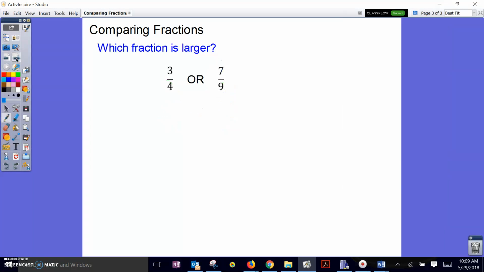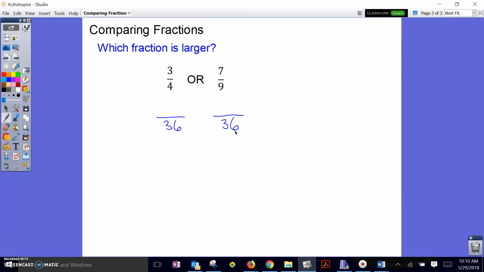Next problem. Which fraction is larger, 3/4 or 7/9? Again, we're going to turn to a common denominator. And the easiest way to do this is just to go ahead and multiply our two denominators together. 4 times 9 gives us 36. So that's our new common denominator.